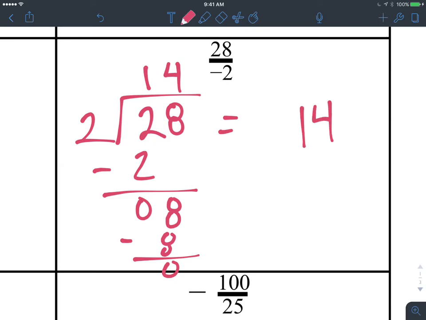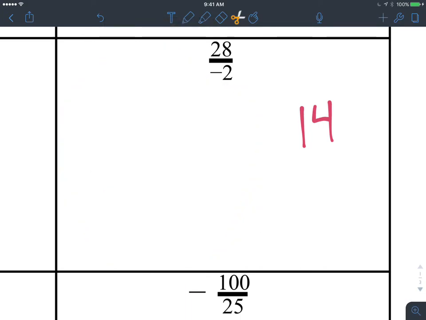And then again, ask ourselves, is this going to be a positive or negative 14? Well, how many negative signs do we have? We've got one negative sign. And so if we only have one negative sign, or an odd number of negative signs, that means that our answer is going to be negative.